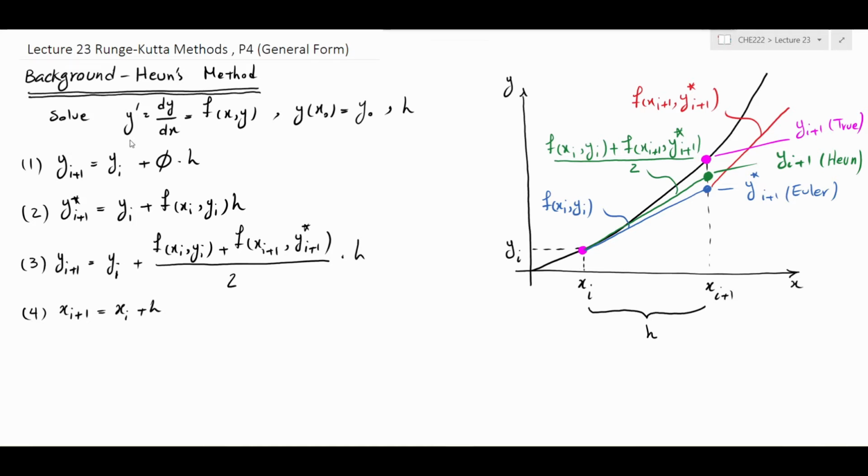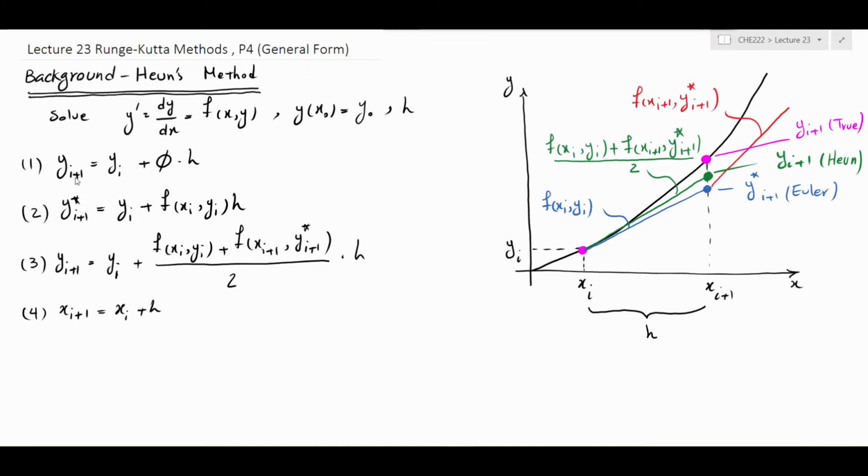So the problem description is to solve an ODE of the form dy over dx is equal to f of x and y, which is the most general form. And this is the first order ODE. The initial condition is y at x0 is y0, and we are also given the step size.